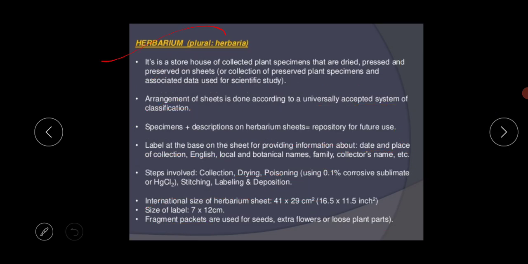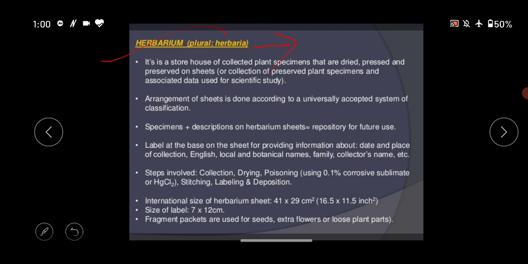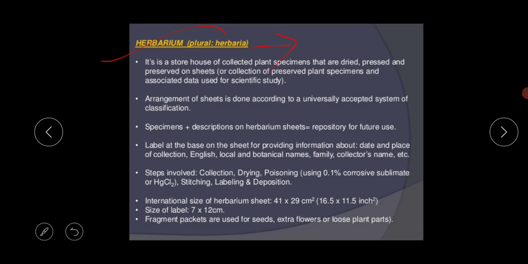Next is the herbarium. The herbarium is one of the most important taxonomic aids, used to store plant specimens. It is applicable for plant specimens, not animal specimens. So what is the meaning of herbarium? It is the collection of pressed, mounted or preserved plant specimens.